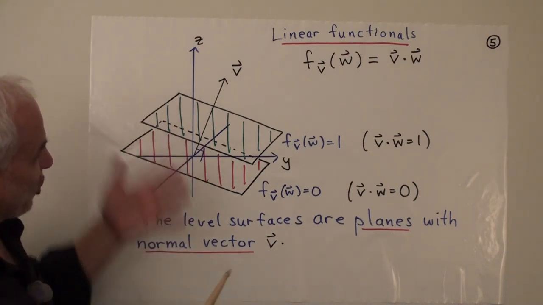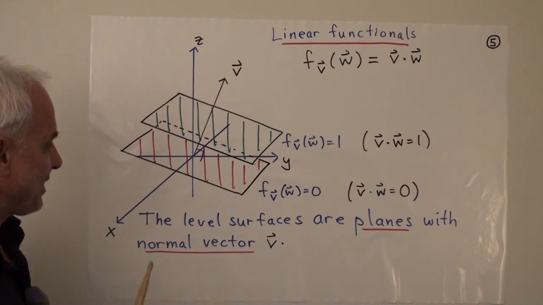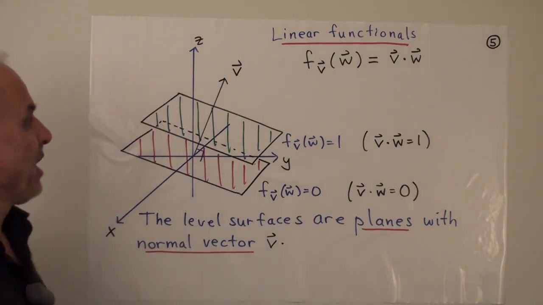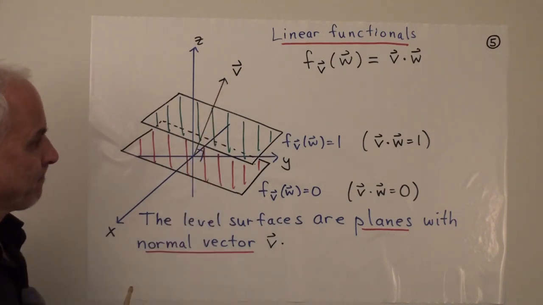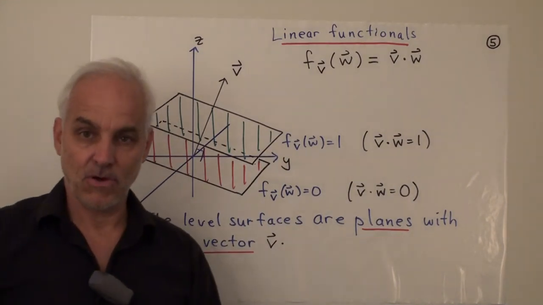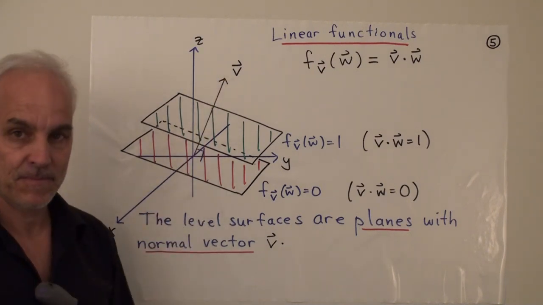And we can picture that in the same kind of way as we did in the planar case, but it's just a little bit different now because we have more room. So here's a vector v. If we look at this functional, then the places where it's going to be 0 are all those vectors which are perpendicular to v.